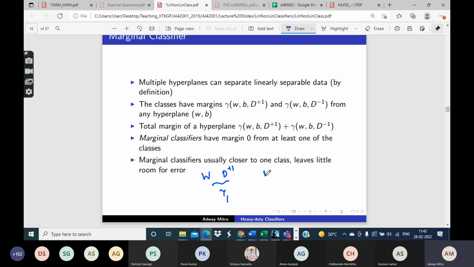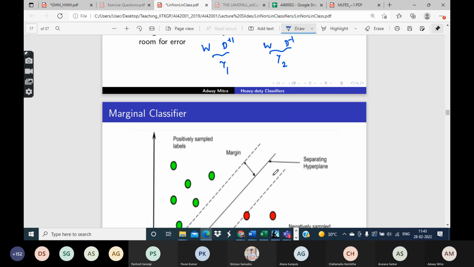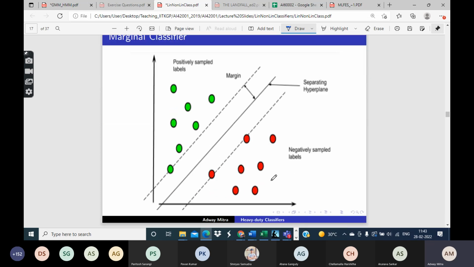And similarly, I have the minus 1 class, and that same W, its margin with respect to them is gamma 2. So then what I want is to find such a W for which this gamma 1 plus gamma 2 will be as large as possible, will have to be maximized. Okay, so now let us look at this example.